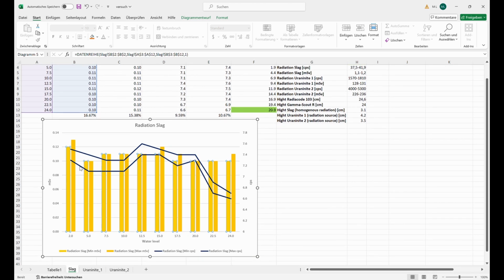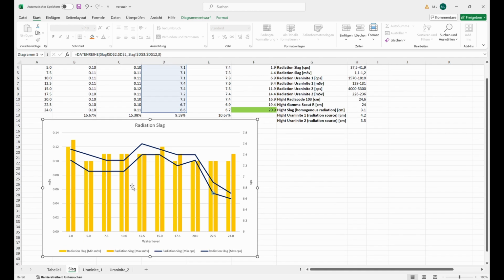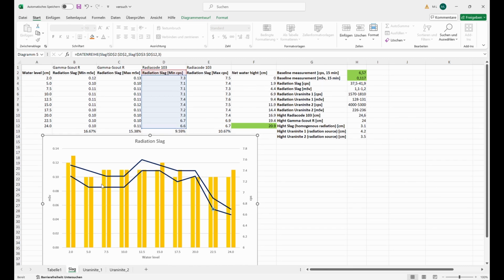But on the other hand, the Radiacode values are definitely above the background radiation, and only after approximately 20 centimeters the values converge to the background radiation level. So from my perspective and my interpretation, I would say that the Radiacode could possibly be used for the detection of the slag or anything with a similar radiation level.